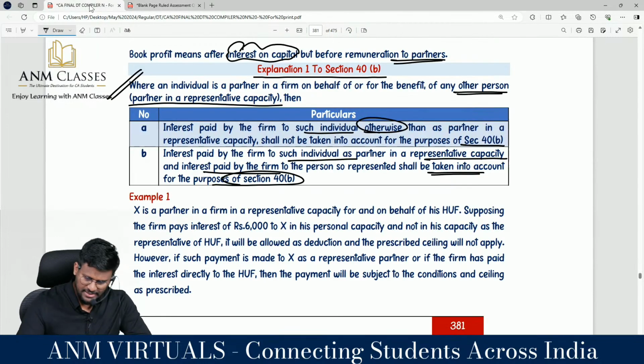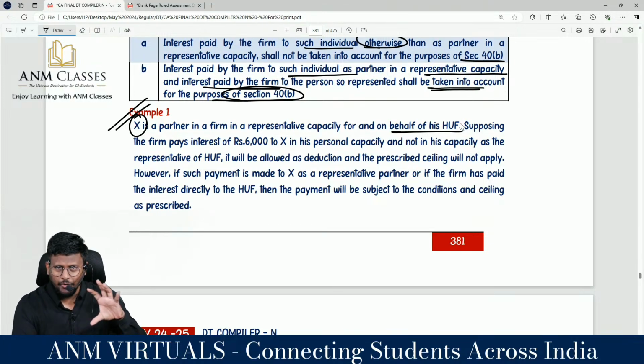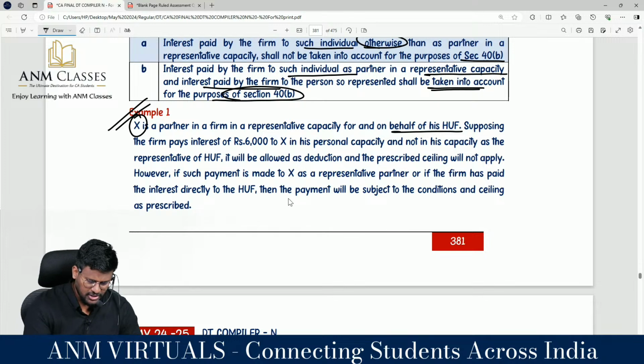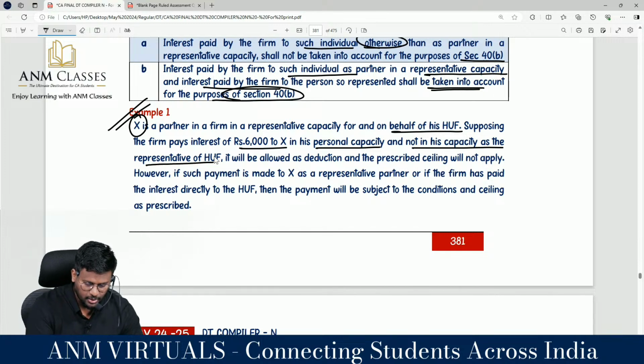Sir, I need one example. Read this example. X is a partner in a firm. For example, Mr. X is a partner in a firm in representative capacity and on behalf of his HUF. So, representing the HUF, suppose you are a partner. Suppose the firm pays interest of 6,000 to X in his personal capacity and not in his capacity as the representative of HUF. It will be allowed as deduction and the prescribed ceiling will not apply.